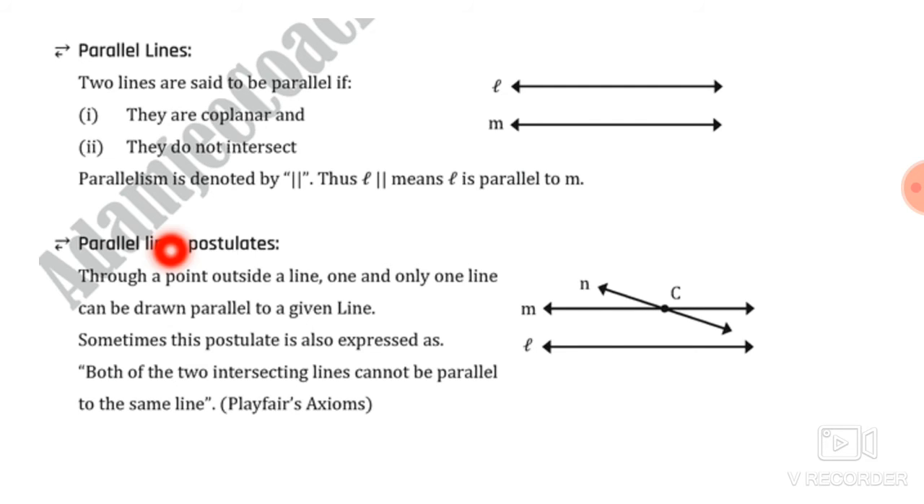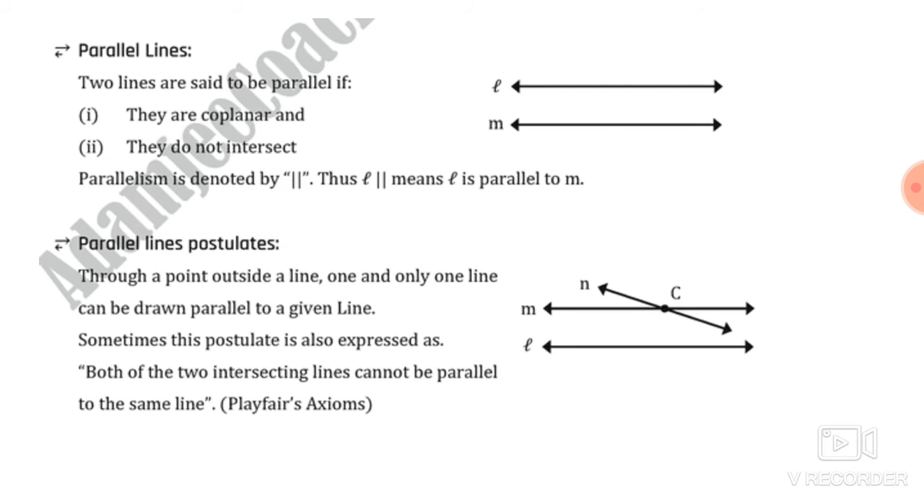Parallel lines. Two lines are said to be parallel if they are coplanar. The first condition, they should lie on the same plane. Second condition, they do not intersect. They must not intersect each other. If two lines do not intersect each other, they are called parallel lines, and they are denoted by this symbol, two straight lines.